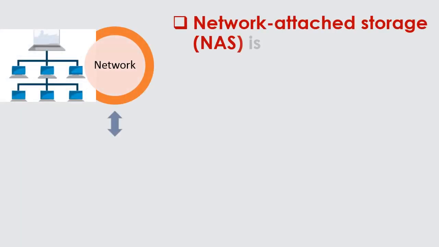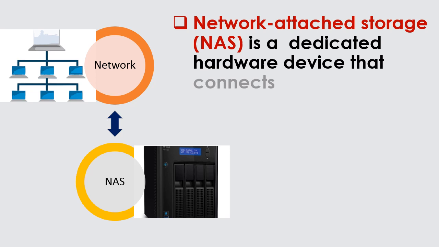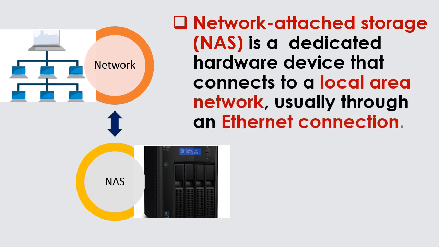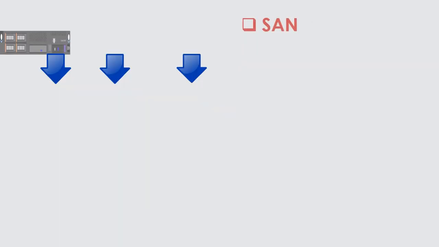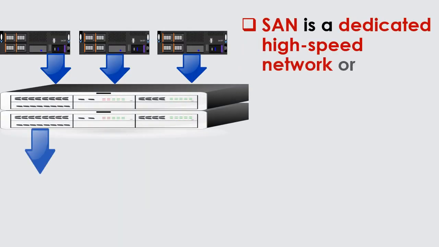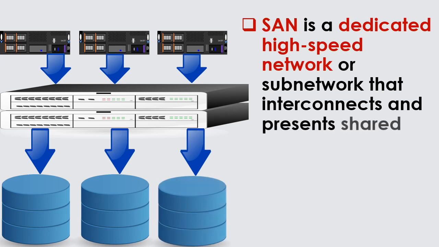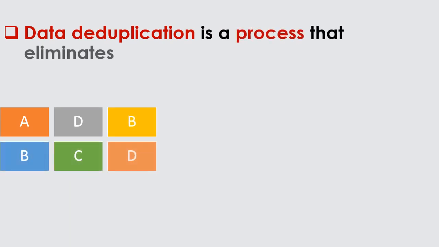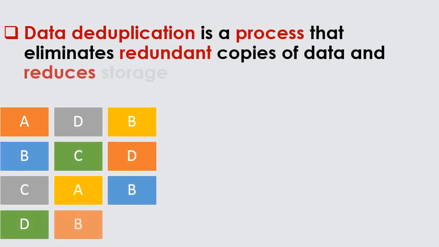Network-attached storage, NAS, is a dedicated hardware device that connects to a local area network, usually through an Ethernet connection. SAN is a dedicated high-speed network or subnetwork that interconnects and presents shared pools of storage devices to multiple servers. Data deduplication is a process that eliminates redundant copies of data and reduces storage.